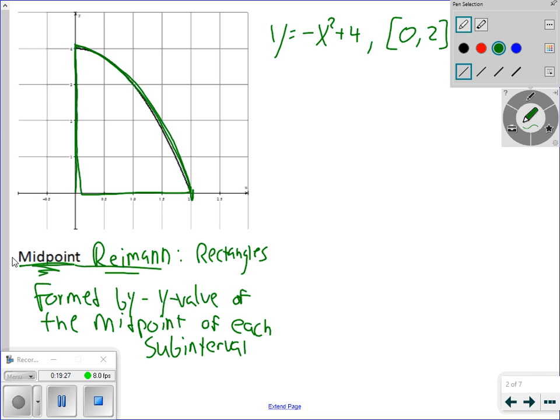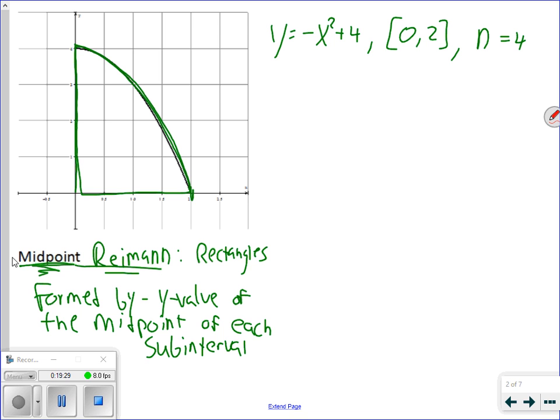I'm curious to see what's going to happen with midpoint. Okay? So we're still doing 4 rectangles. So the subinterval is still the same. It's rectangles with length of 1. We already know that because we did b minus a divided by our n value to figure out those lengths of our rectangles. That's 1/2.